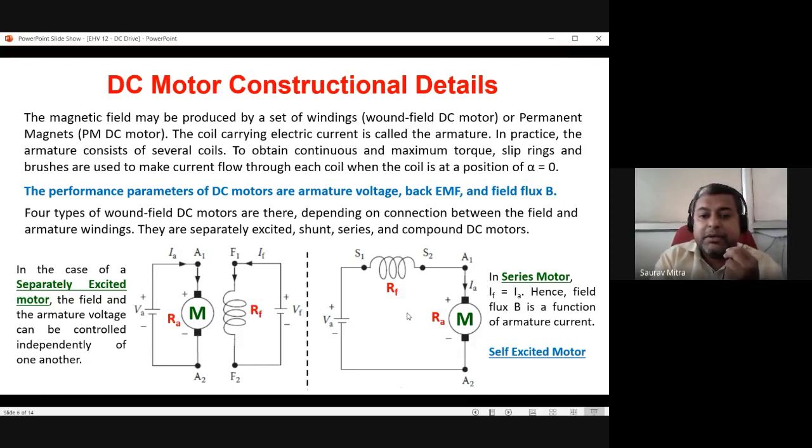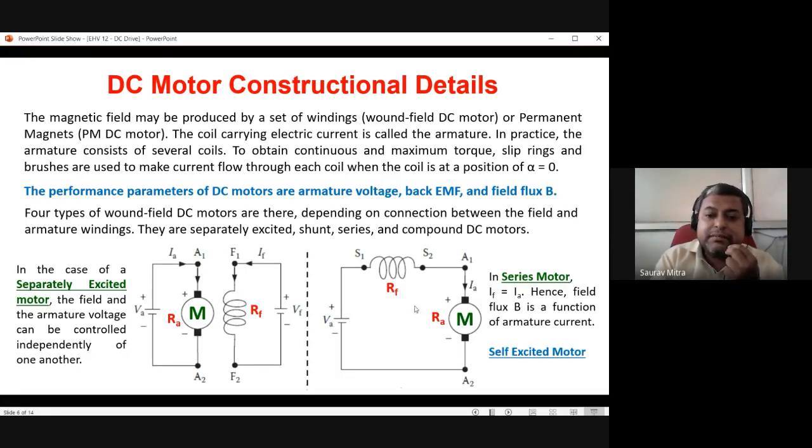Why series motor? Because the armature resistance and field coil are both in series, and both get supply from VA. It is called self-excited because the same voltage supply supplies the field as well as the armature. In the first case, separately excited, the field current is IF and the armature current is IA; they are different. But in a series motor, the field current and armature current are the same, given by IA only. This is the biggest feature of a DC series motor.